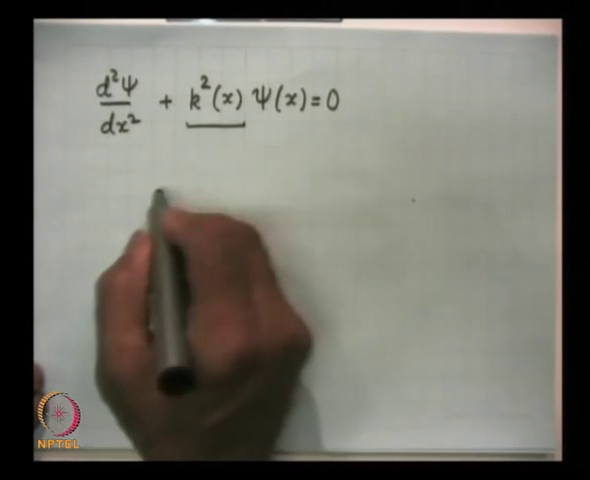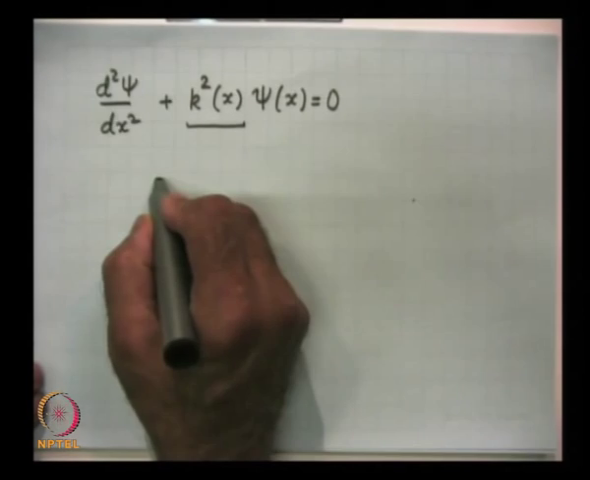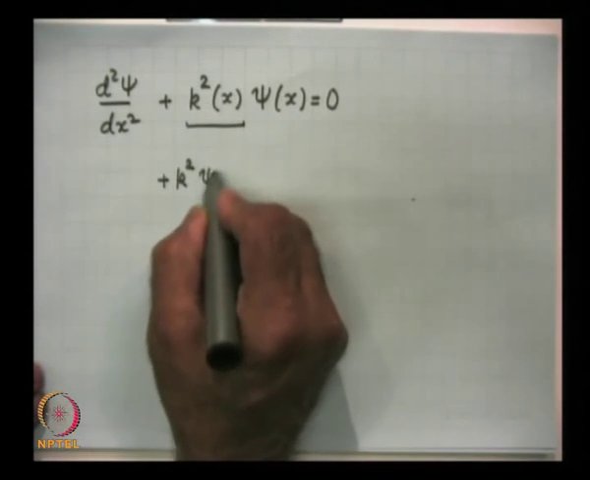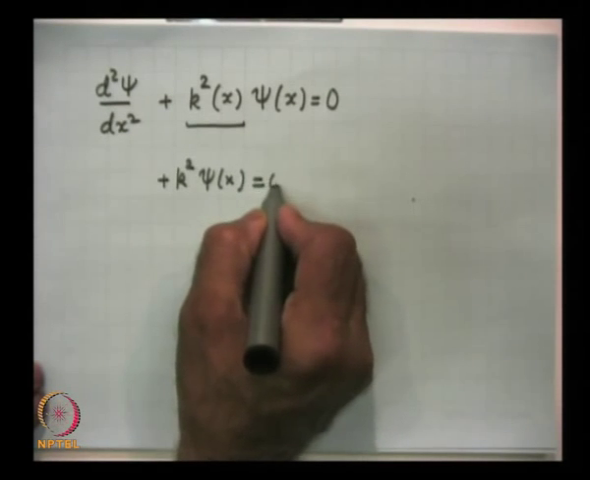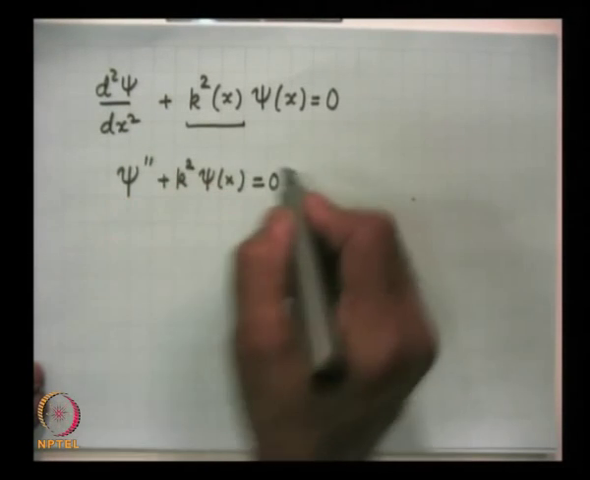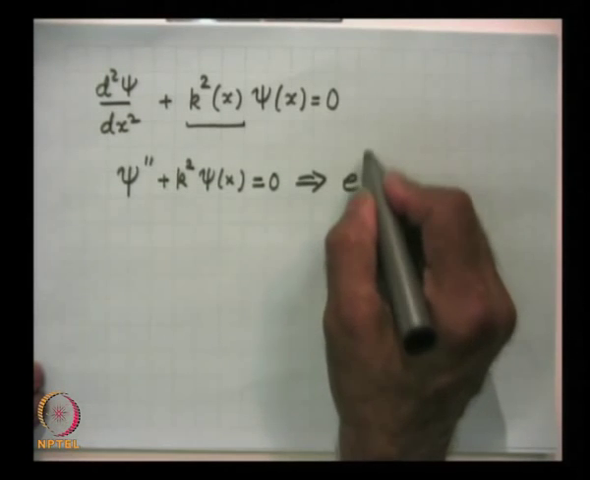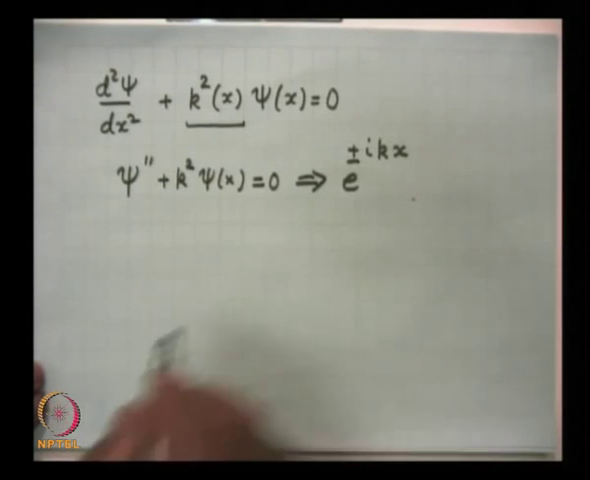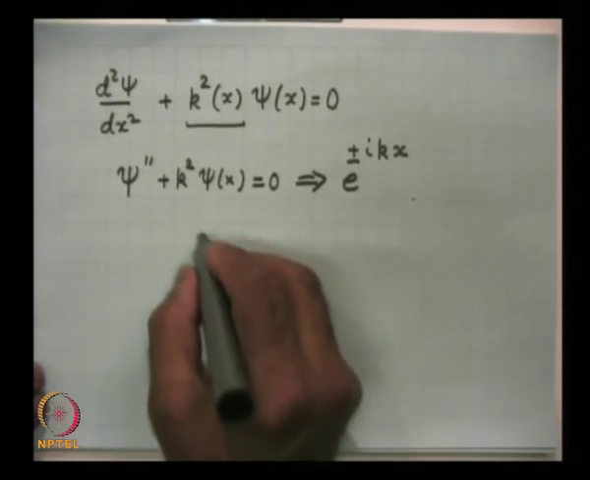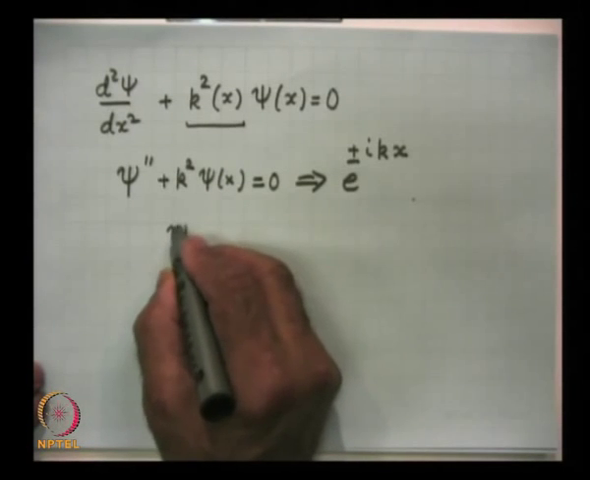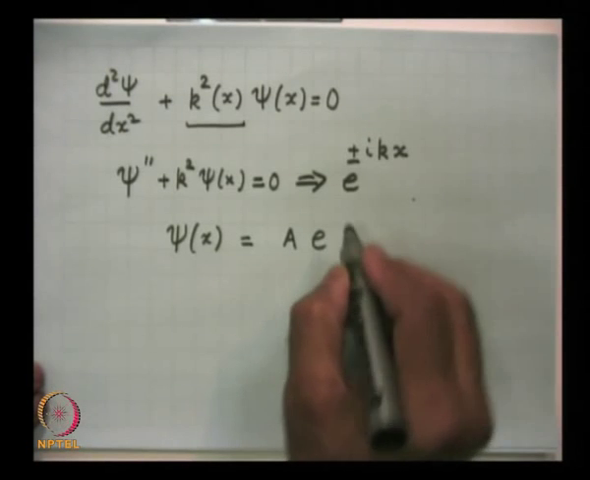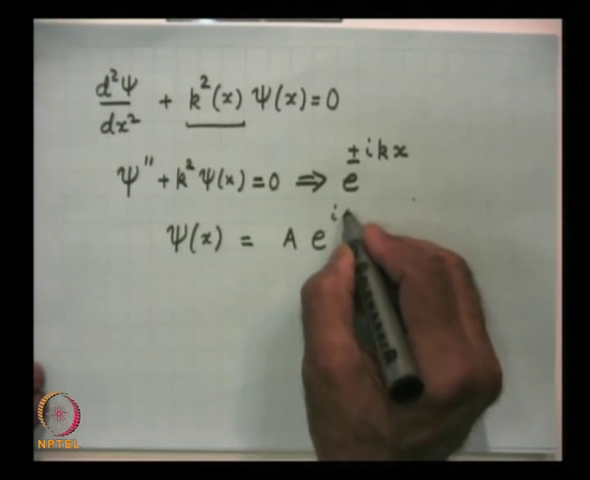In my last lecture, I had said that when k square of x is independent of x, that is, let us suppose k square of x is just k square, then the solutions of this equation are simple exponentials, e to the power of plus minus I k times x. This suggested that for psi of x, we try out a solution of the form e to the power of I u of x.